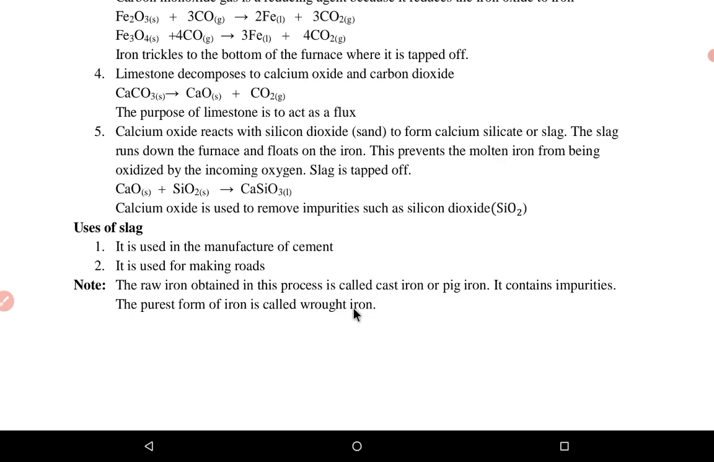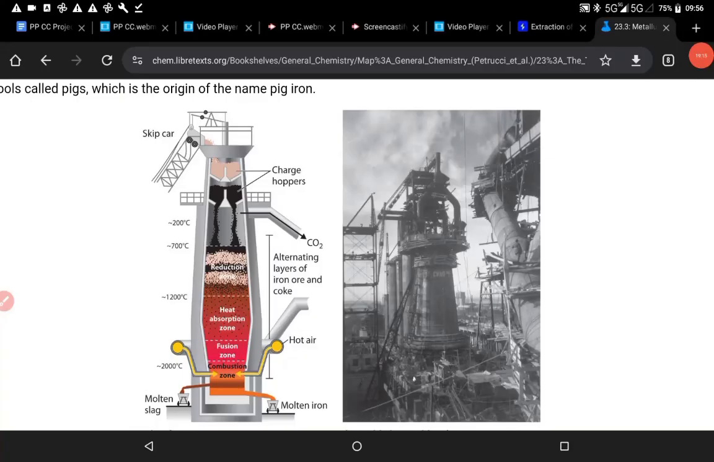Okay, so here's just something for us to appreciate. This is what a blast furnace looks like in real life. Just a diagram here. So like I said, this is where you can see they are feeding in the charge on the hoppers. And you can see the temperatures here. You can see different zones.